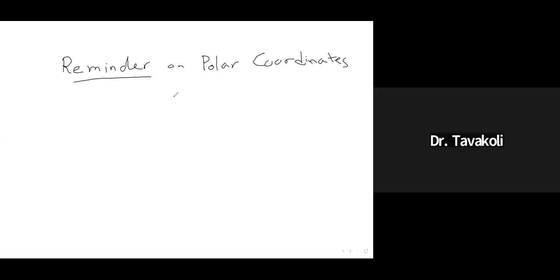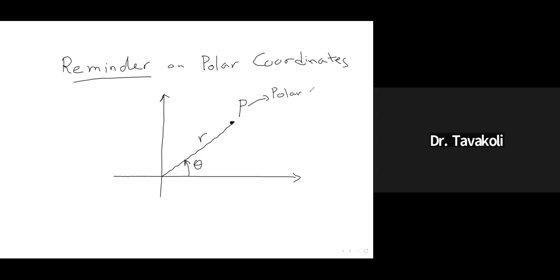As you know, in polar coordinates, a point is denoted by two things. One is the distance from the origin. So if this point P has a distance of r from the origin, and it makes an angle of theta with the positive direction of x-axis, in the polar coordinates, it's denoted by r and theta.